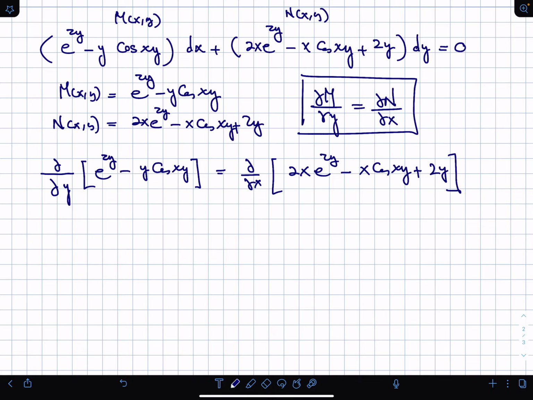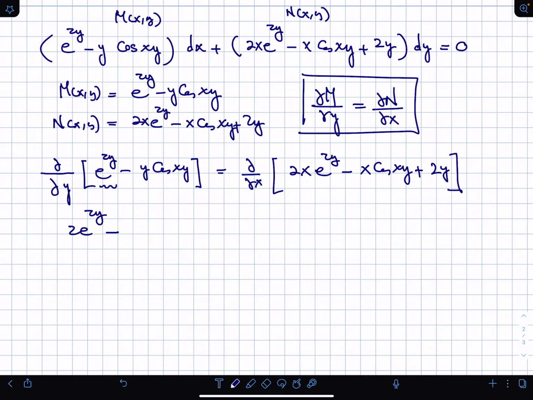The first one will be the derivative of e to the 2y, which is 2e to the 2y, minus, now the derivative of this function with respect to y is a product rule. So it'll be first times the derivative of the second with respect to y, so it'll be minus sine of xy times the derivative of xy with respect to y, which is x, plus cosine of xy times the derivative of y, which is 1. So that's the derivative of my left-hand side.